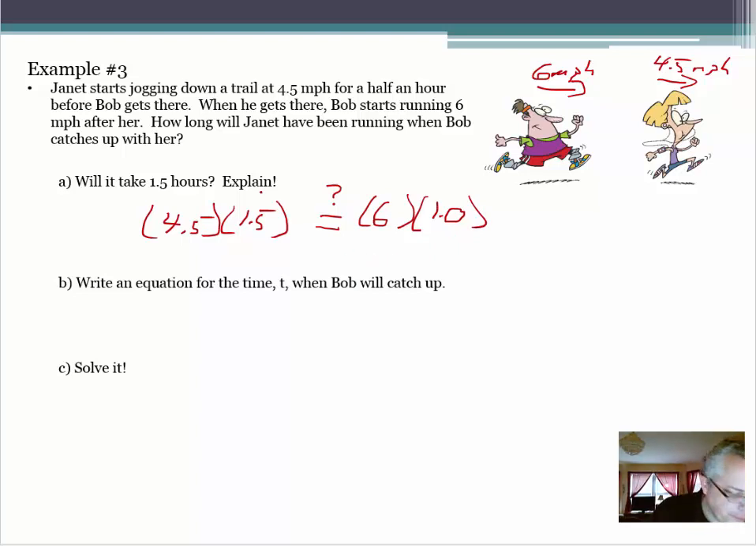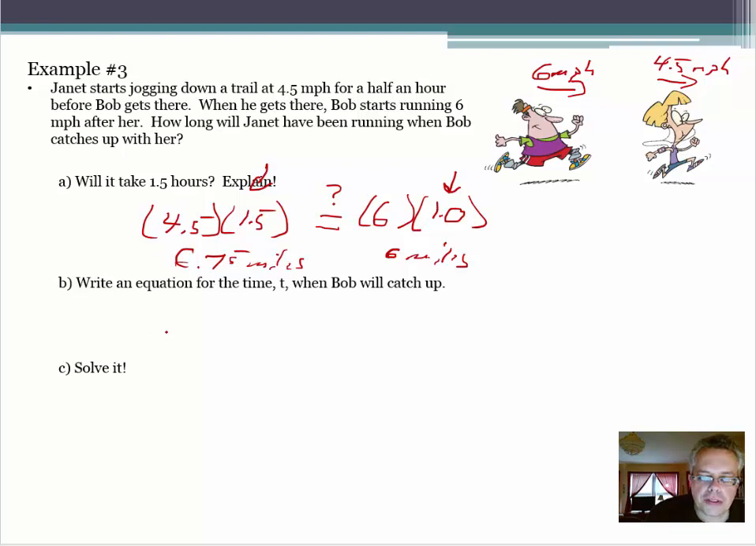Okay, on the left, we see Janet's distance is 6.75 miles. Wow, she's run a long way. And after an hour and a half of running, he will have run 6 miles. These aren't quite the same. Okay, so it's not quite right. After 1.5 hours, they haven't gone the same distance. Again, she's been running for 1.5 hours. He's been running for a half hour less.